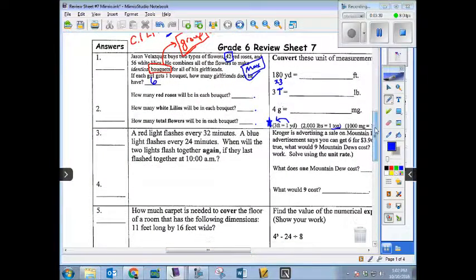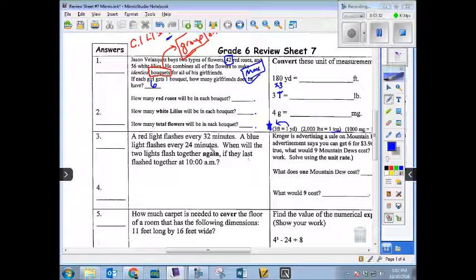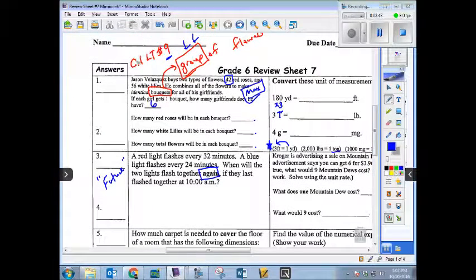A red flashlight flashes every 32 minutes. A blue flashlight flashes every 24 minutes. When will the 2 lights flash together? Again, there's a key word. I'll write this word over here for you too, that kind of makes it easier for you, I hope. This is also chapter 1, learning target number 9 down here. So you can look back to this to see. Obviously, you're going to need to work here. You obviously need to work up here.